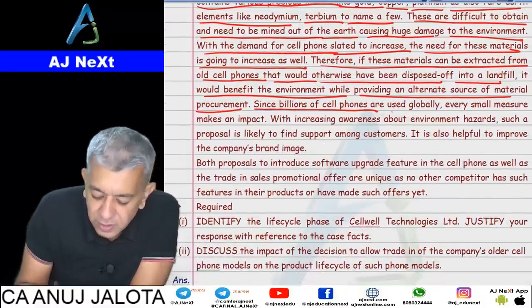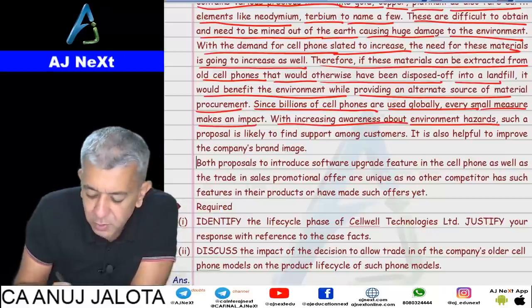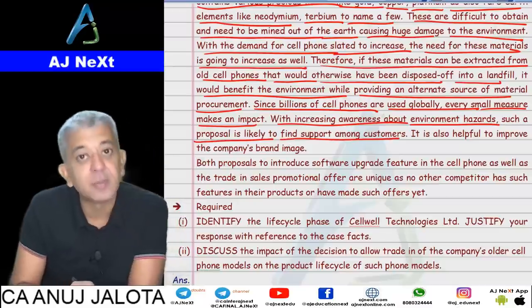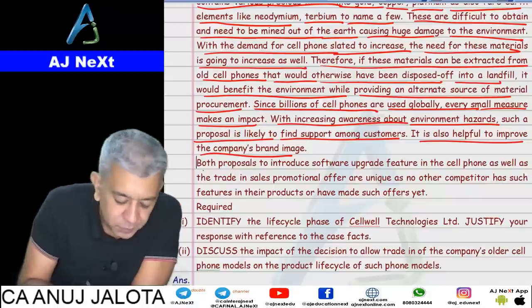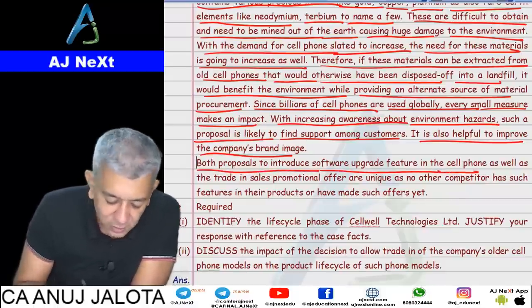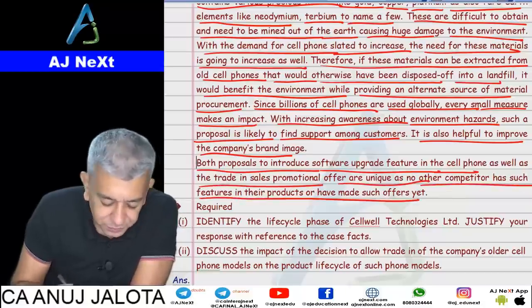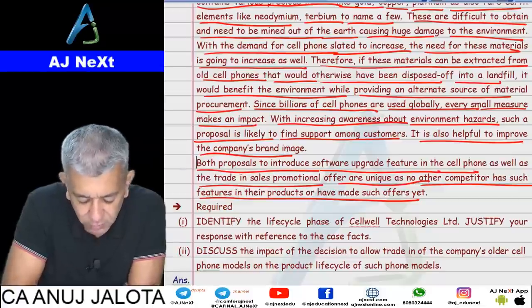Since billions of cell phones are used globally, every small measure makes an impact. With increasing awareness about the environmental hazards, such a proposal is likely to find support among the customers. It's also helpful to improve the company's brand image. Both the proposals, to introduce software upgrade in the cell phone as well as the trade-in sales promotional offer, are unique and no other competitor has such features in their products or has made such offers yet.